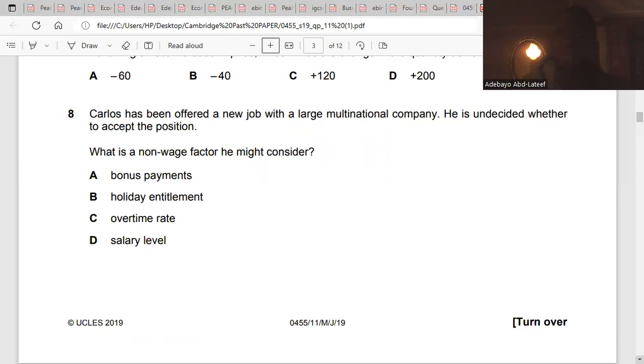Overtime rate. If you are paying overtime, that means you are making payments. I'm getting paid based on the hours I worked. It's a payment. Salary level, it's a payment. So the only non-payment here is holiday entitlement. Is it clear? Very clear.